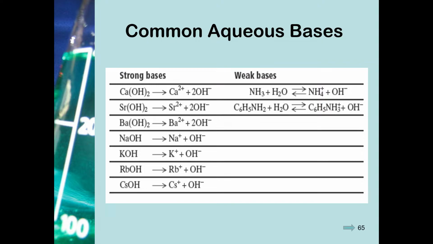Now here are some common bases, and when you place the base into water, these are the ions that will be formed when it dissociates, breaks apart into ions. The first one is calcium hydroxide, and it'll break apart into a calcium ion and 2 hydroxide ions. But as you can see, the common theme through all these bases is that they all produce an OH negative, a hydroxide ion. So that's an important thing to remember.